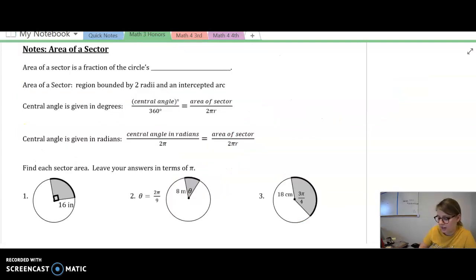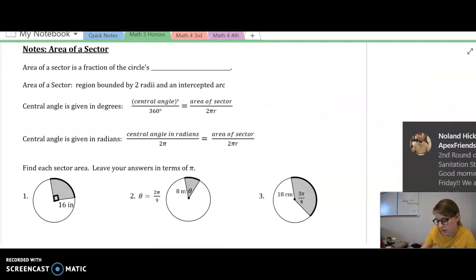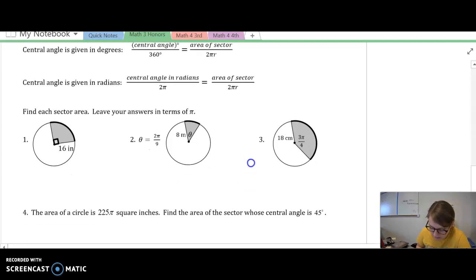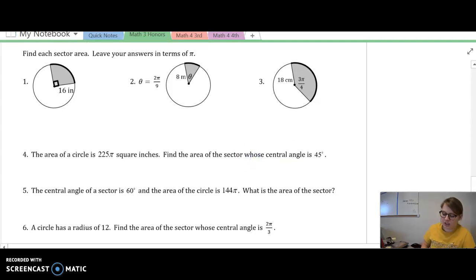So we have area of a sector. Area of a sector is a fraction of the circle's, you guessed it, area. Area of a sector is a region bounded by 2 radii and an intercepted arc. If it's given in degrees and radians, again, we have the same, but not really, proportion. So we have our angle over 360, and then our radians over 2 pi, and then area of the sector over 2 pi r on both sides. Find each sector area, and we're going to leave our answer in terms of pi.